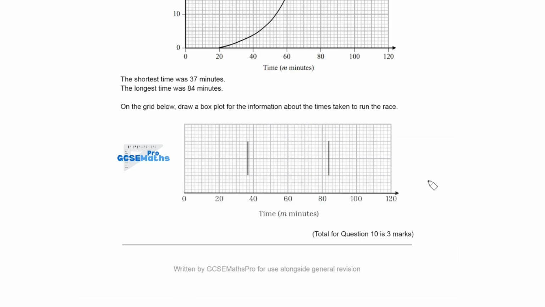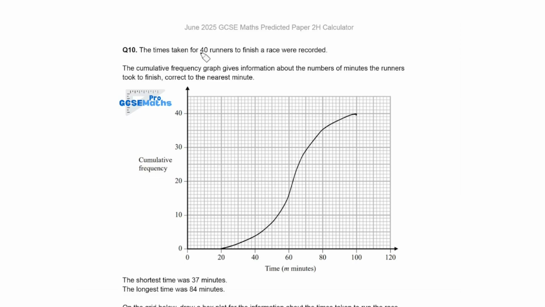Now, what we need to know about box plot is we need the median, the upper and the lower quartiles. That's what we're going to use our cumulative frequency graph for. So let's come back here. We need the median. We've got 40 as our total, so obviously half of 40 to get the middle person, the middle runner, is the 20th runner. So I'm going to go across at 20 and then read off the x-axis.